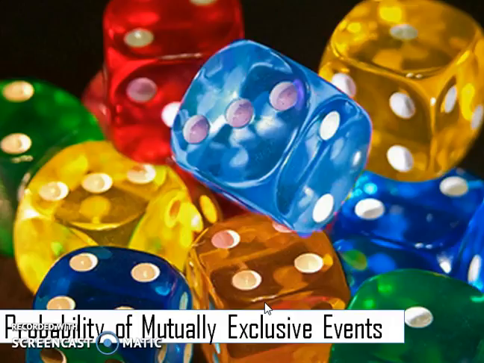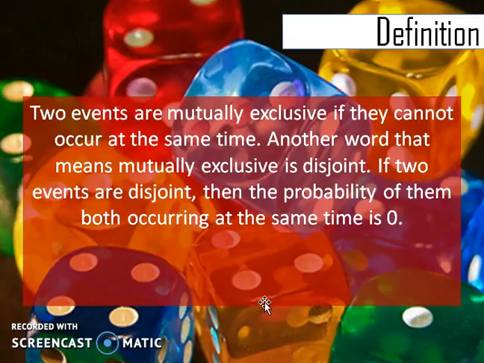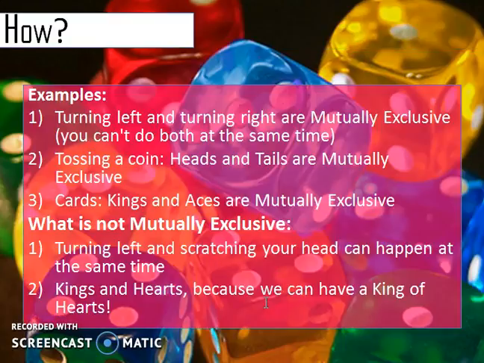Next, the probability of mutually exclusive events. Two events are said to be mutually exclusive if they cannot occur at the same time. Disjoint also describes the events to be mutually exclusive. How can events be mutually exclusive? Here are some examples of mutually exclusive events.